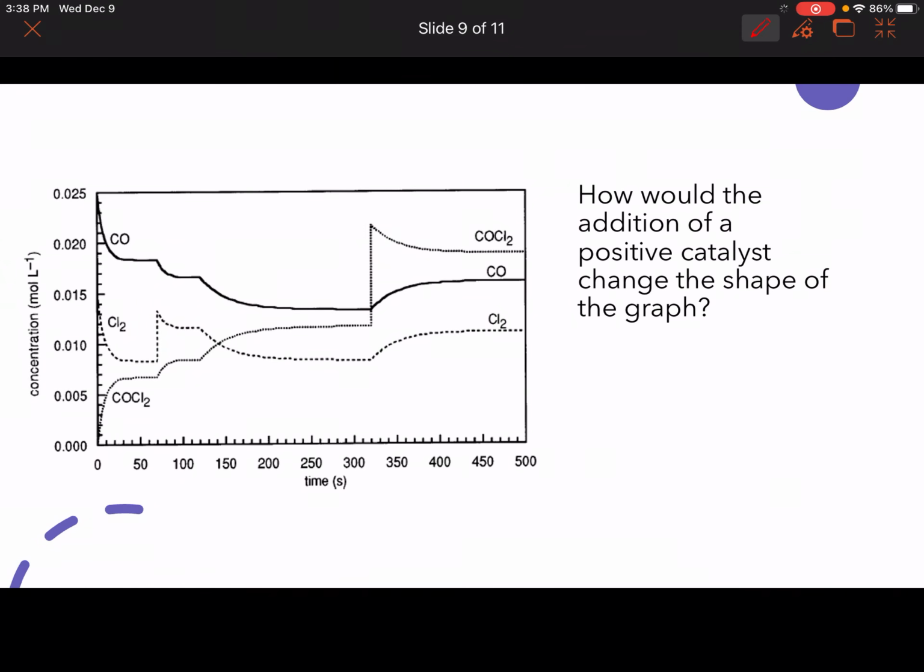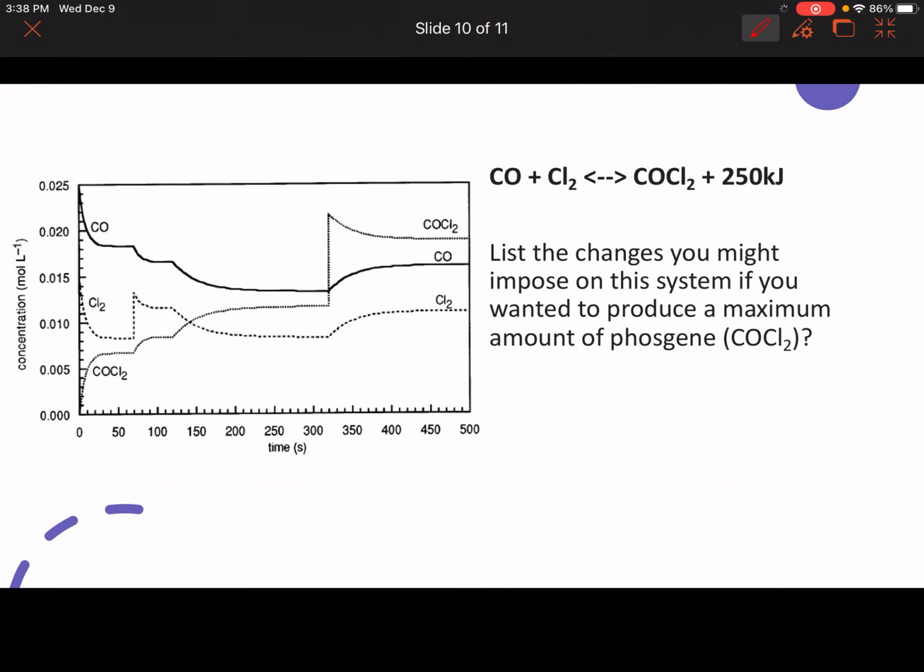Now, looking at this one, how would the addition of a positive catalyst change the shape of the graph? For this one, we know that the catalyst is not going to cause shifts in equilibrium, but adding a catalyst will make it go faster, right? So basically, this will be shorter on the x-axis. Shorter on the x-axis there. Good.